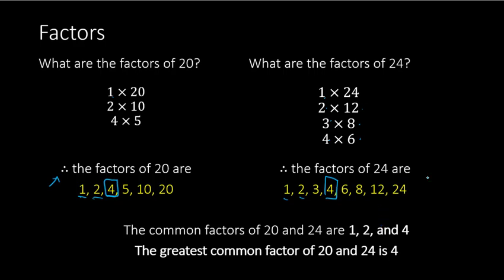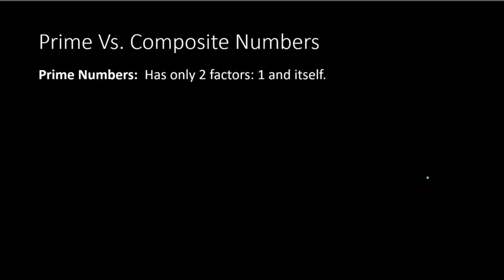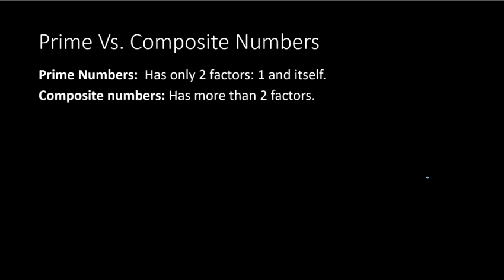And now to finish off, we want to understand the difference between prime and composite numbers. To understand the difference, you have to understand how factors work. A prime number has only 2 factors. It has only 1 and itself. We'll give you some examples in a moment. A composite number has more than 2 factors. So if it's not prime, it's going to be composite.